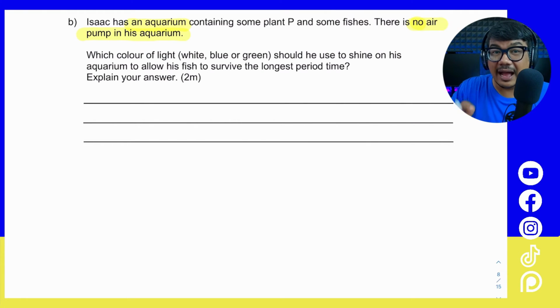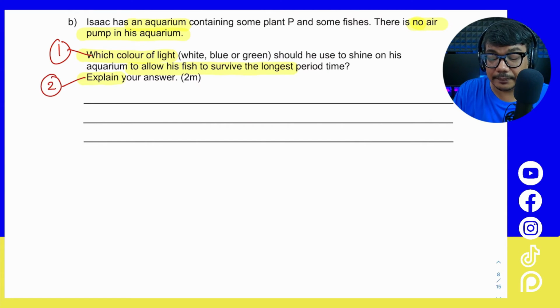So that means Isaac is just depending on the dissolved oxygen that is in the water to support the fishes. Now, which color light, white, blue, or green, should he use to shine on his aquarium to allow his fish to survive the longest period of time? So this is the first part to this question. And then the second part says, explain your answer.